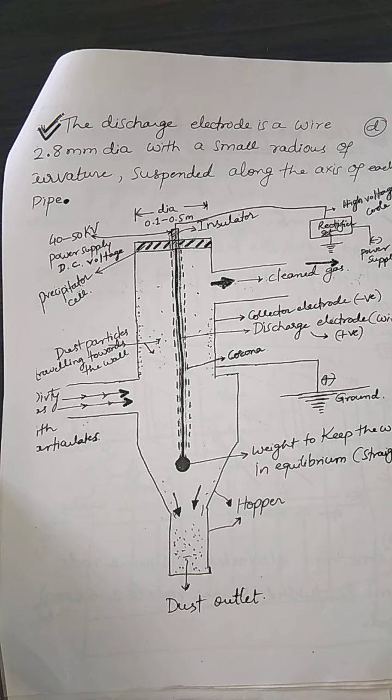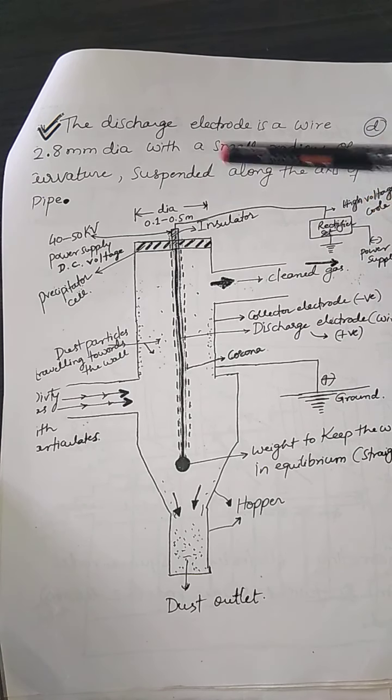It is the most efficient type of air pollution preventing equipment. It can remove particles of around 0.1 microns also. It is the most efficient type of air pollution preventing equipment, and it basically runs on electricity.